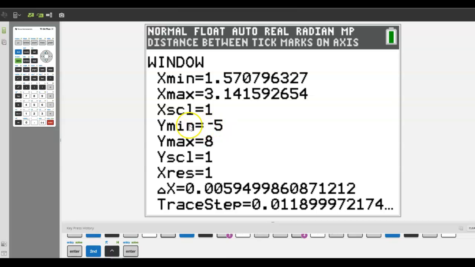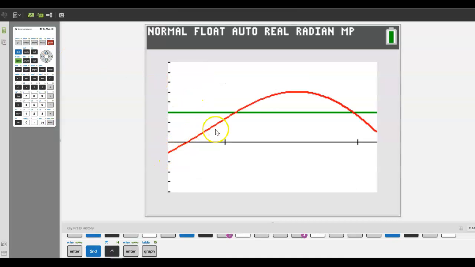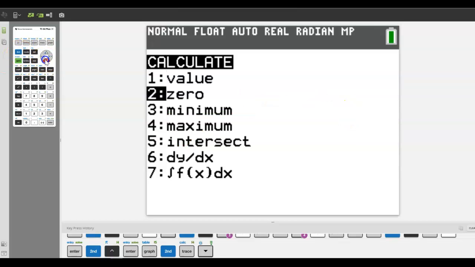And then I decided to have a y min of -5, a y max of 8. And if we graph those, here is the graph of the derivative. Here is the graph of the average rate of change of 3. And our job is to figure out where those two values equal to each other.